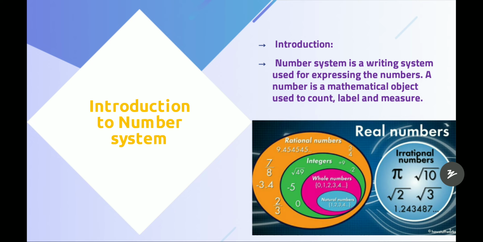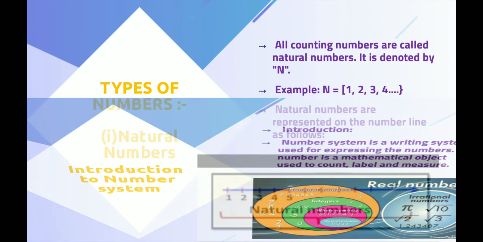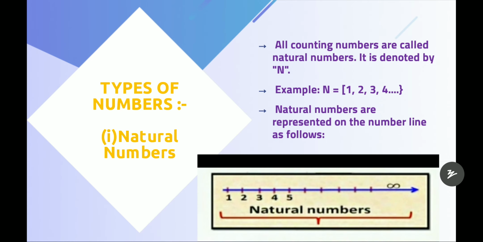Actually, all numbers from natural numbers to irrational numbers belong to real numbers. Both rational numbers and irrational numbers come under real numbers only. So each and every number is known as a real number. We will be learning that in the next sessions. Okay, so now let us start with the types of numbers.